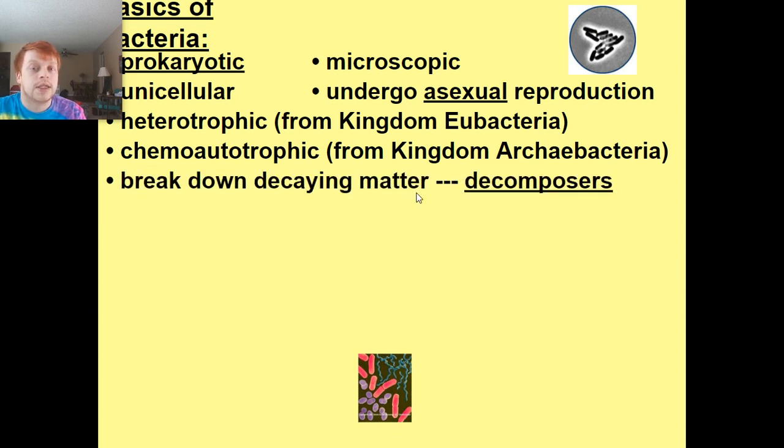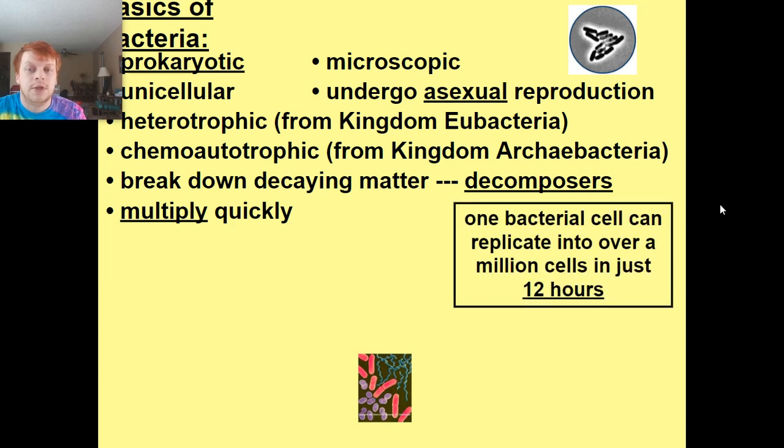They break down decaying matter, so they can also be decomposers. And they multiply really quickly. So if you Google like bacteria replication video, you can watch how that process happens. But you can go from 1 to thousands and then millions in a very short time frame. In fact, one bacterial cell can replicate into over 1 million in just 12 hours, given the right conditions.